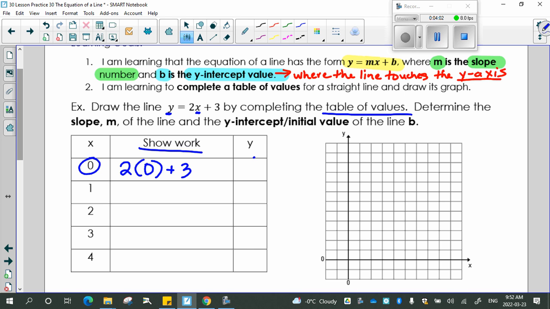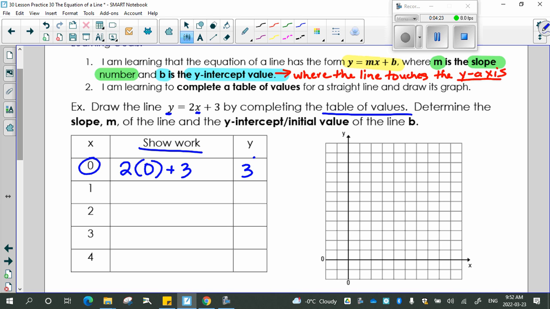2 times 0 plus 3. So in your head or on your calculator, figure out what 2 times 0 plus 3 is. Oh, 3. Yes.